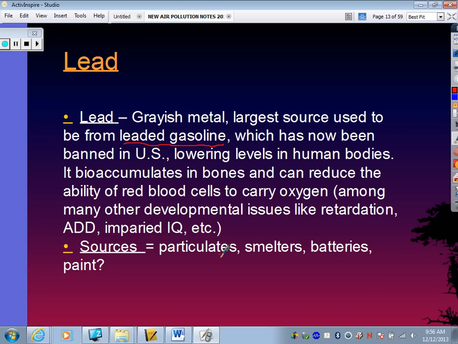Sources can include particulates, smelters, batteries, and paint. So we do still have to worry about lead a little bit in this country. If you live in an older home, any home built before 1978, the paint probably contains lead. If you have painted over old walls with old paint in an older house, and some of that older paint cracks through, it can contain lead, and if a kid gets a hold of it and they bite on it or chew it, then they can get lead into their body.